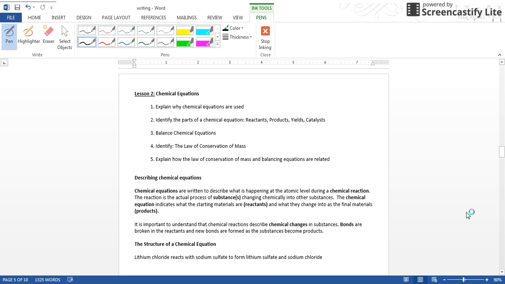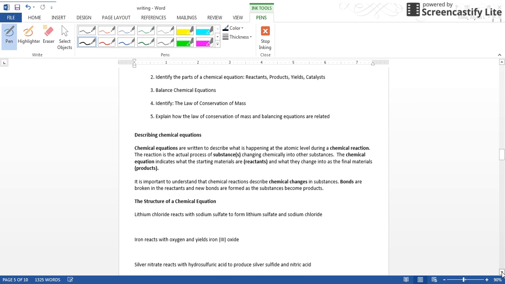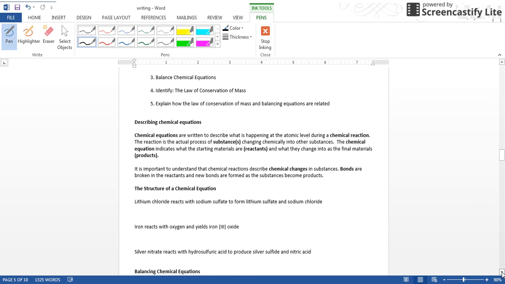Okay, so we're looking at lesson 2 on chemical equations. We're just going to go over some basics of what it looks like and how we balance them. So if we look at lesson 2 here, chemical equations are basically what's written to describe what's happening at the atomic level during a chemical reaction.